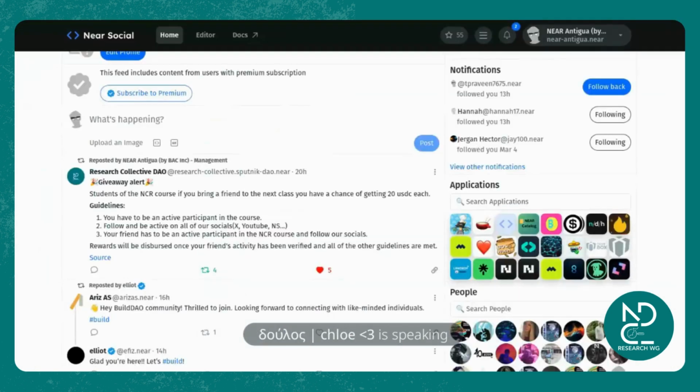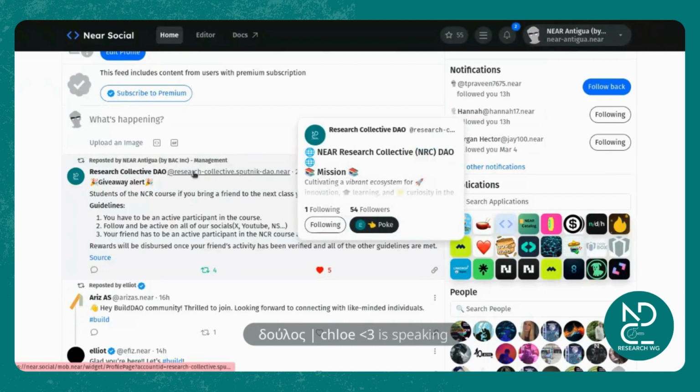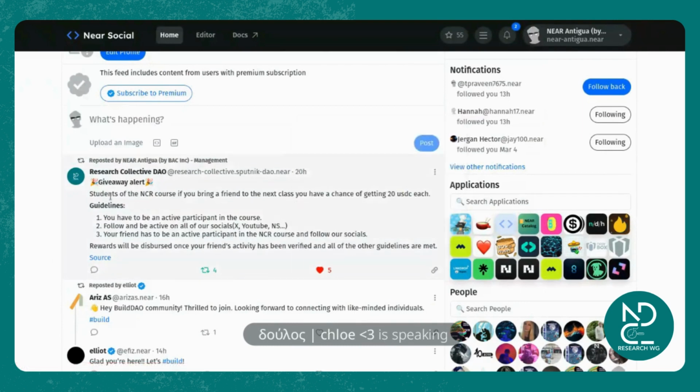And so, for this example, I'm just using a post from Near Social. This one's coming from the Research Collective DAO, saying that if you're a student of the Near Certified Researcher course and you bring a friend to the next class, you have a chance of getting 20 USDC each. USDC is a stable coin available on the Near blockchain, so it should be equivalent to 20 US dollars. That's the idea behind these stable coins. So 20 bucks each for bringing a student to share the good news of the course.